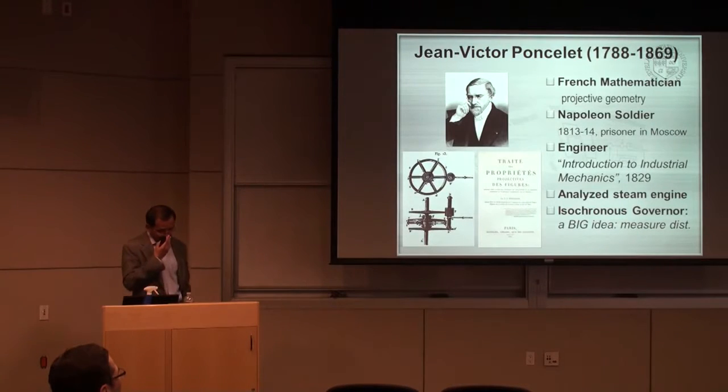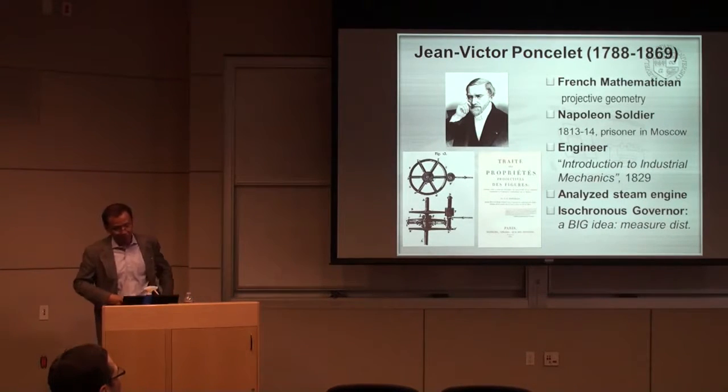And that leads up to the second crucial figure, Jean-Victor Poncelet, a French mathematician, and he wrote a book on projective geometry. He was a soldier imprisoned in Moscow, and he wrote his best work in prison. This is a legend. Right? But in 1829, he wrote a book on industrial mechanics. And in that book, he drew a figure.